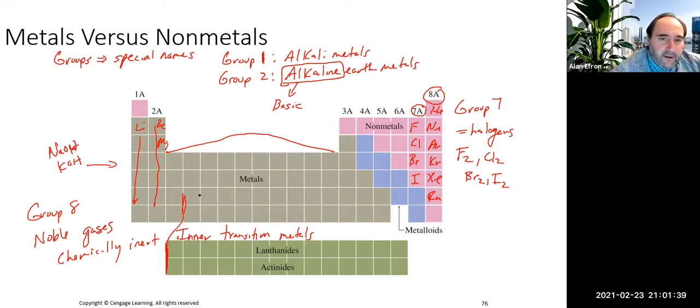Any questions on the periodic table? Obviously, you need to know the periodic table. You need to know where you find metals, where you find nonmetals, where you find metalloids. You need to know where the transition metals are. You need to know where group 1, group 2, 3, 4, 5, 6, 7, 8 is. You need to know the special names of group 1, 2, 7, and 8. Any questions on the periodic table?